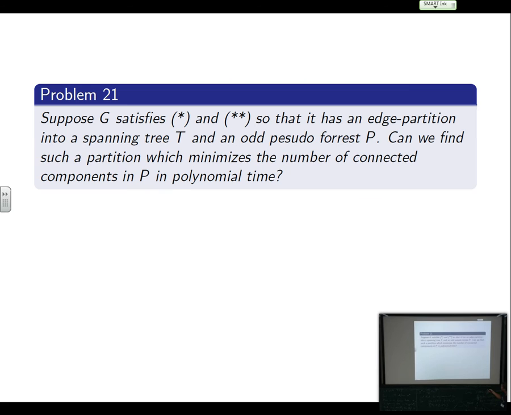But suppose I would now want to do it in such a way that the odd forest, which is, by the way, not really correctly spelled, has as few components as possible. There may be many, many ways of splitting these. Is there a way to get as few components as possible there? Because I think that could be useful. And I don't really know how to do it.